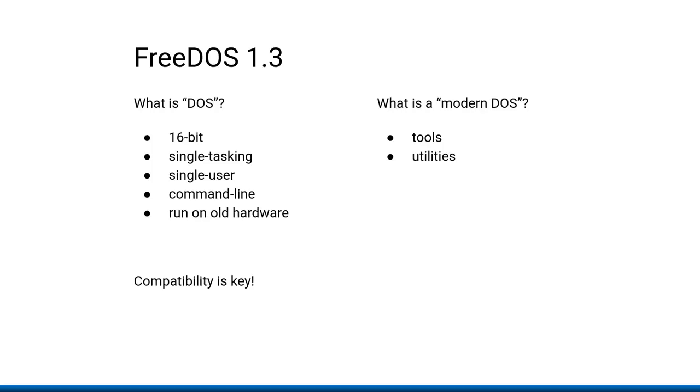So what is 1.3 going to look like? Well, we're still looking at the core version of what is DOS. The core question, what is DOS? DOS is a 16-bit operating system, and FreeDOS 1.3 will continue to be a 16-bit operating system. It'll be single tasking, it'll be single user, it'll run on a command line, and it'll support older hardware.